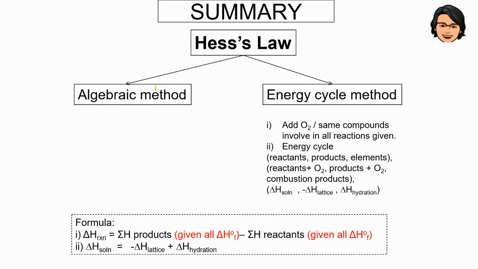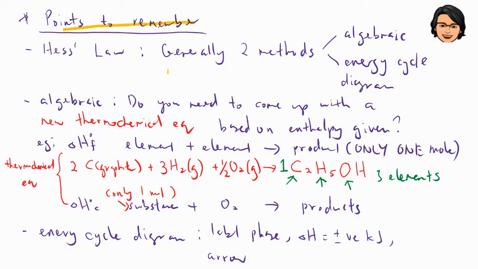Okay, summary. Hess's law: we have the algebraic method and the energy cycle method. For the energy cycle method, we have a few; you can refer back to the earlier videos. Also we can use the formula if you are asked to find the enthalpy of reaction and given all the enthalpies of formation. Another is the three types of enthalpy: solution, lattice, and hydration. Okay, what are the points to remember?